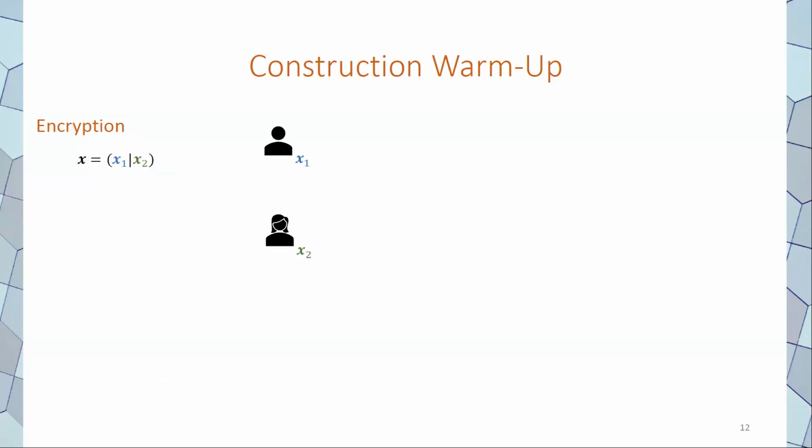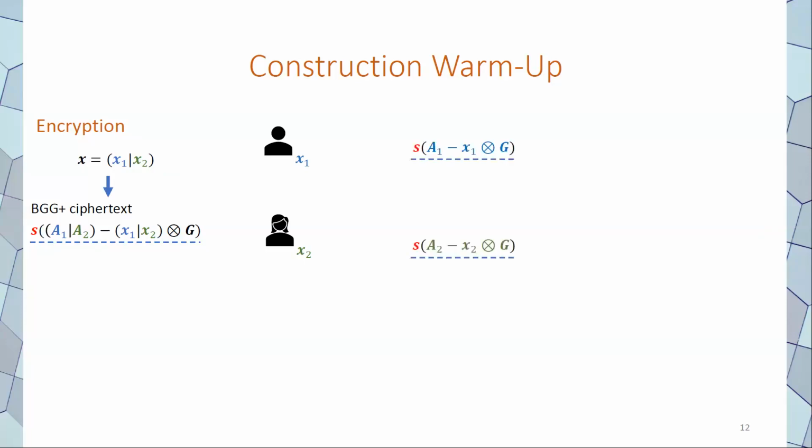the construction. So now we have attribute X, which is distributed amongst two users, X1 and X2. We want to get the BGG plus ciphertext component, which is like this: S times A1 concatenated with X, A2 minus X1, X2 tensor G. So this is basically a concatenation of these two terms. And since user 1 knows X1 and user 2 knows X2, these components can be distributed amongst these two users.